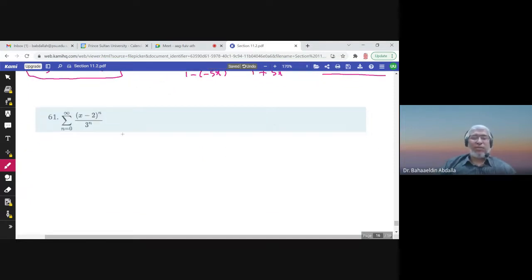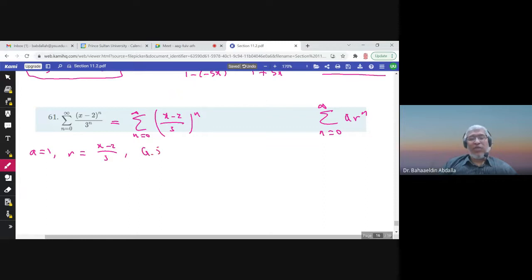Similar question. Here n starts from 0, so I compare it with this form of the geometric series. I can write this as x minus 2 over 3, all to the power n. And I can see by comparing that a is 1 and r is x minus 2 over 3.